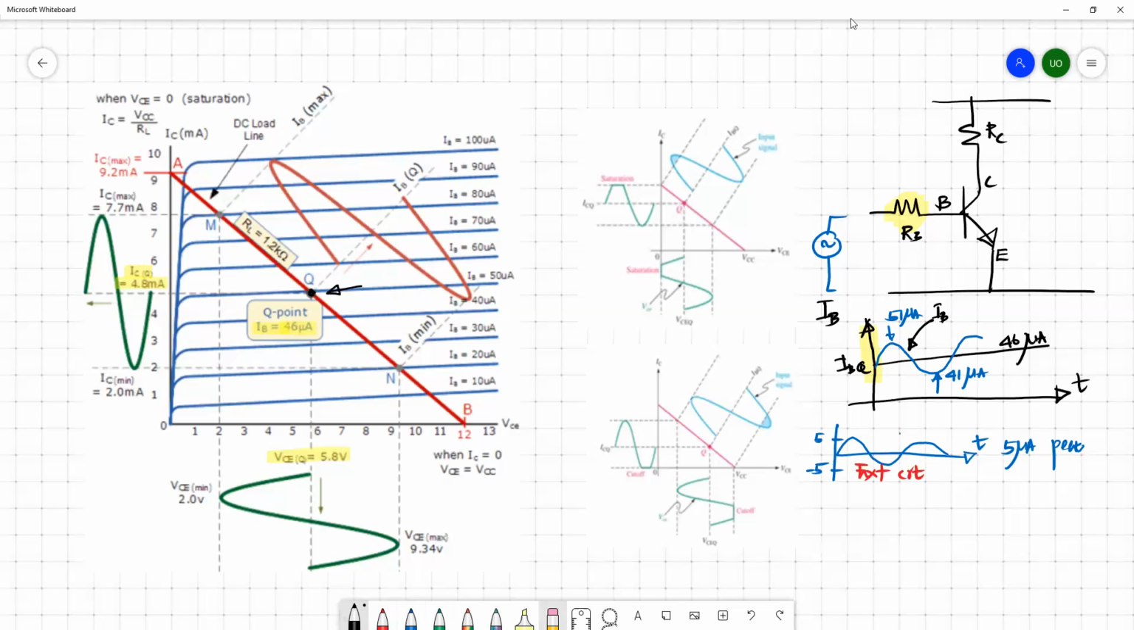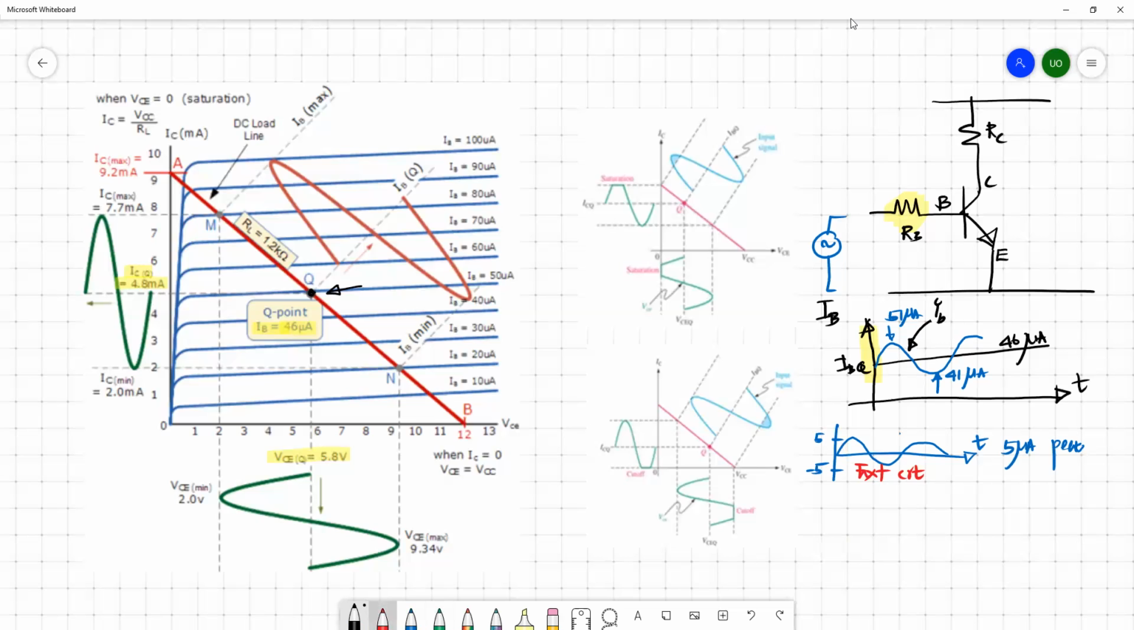To make it precise, this is IB, the instantaneous current variation at the base. We have a current having an average of 46, and it moves to 51, then drops to 41, 46, 51, like that.